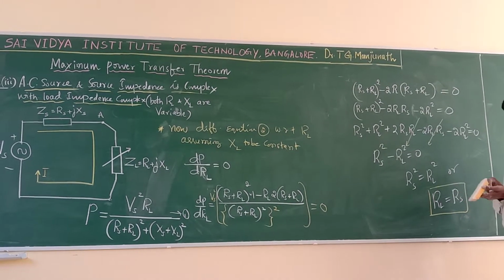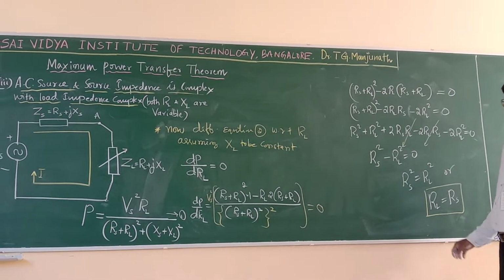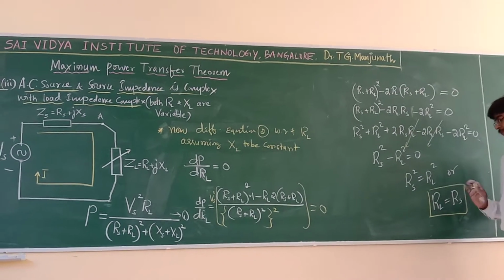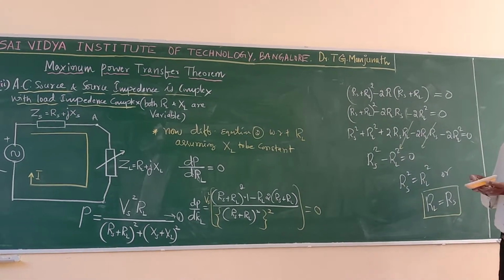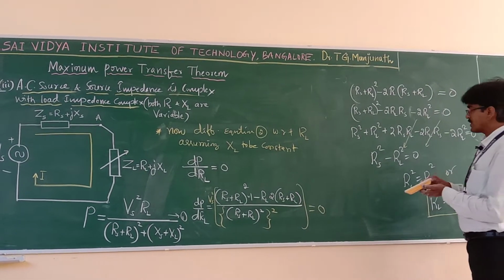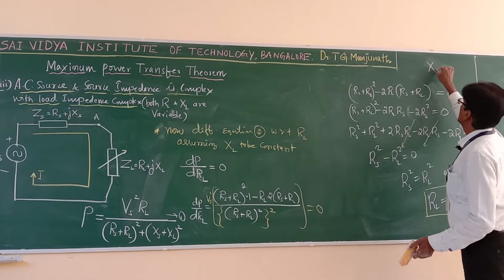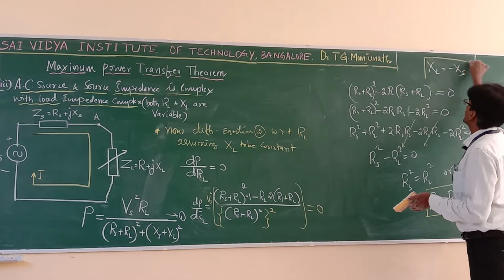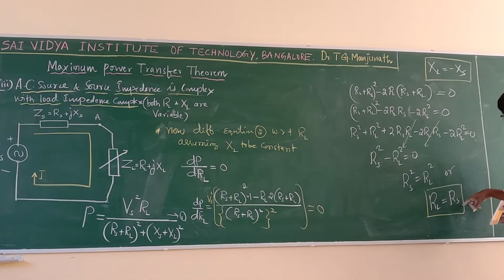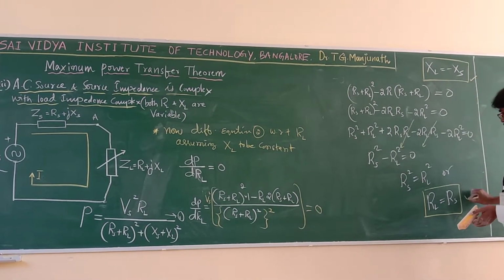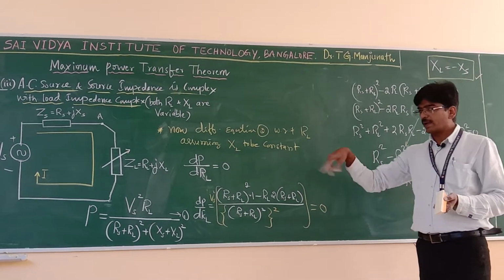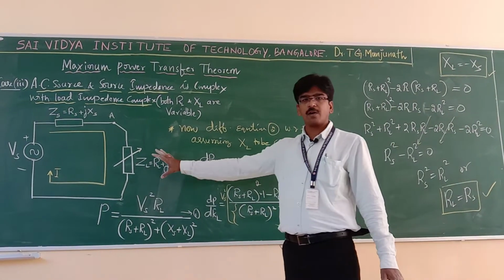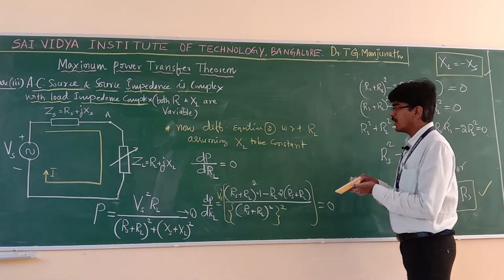Actually, we already derived this condition in the first case, just once again I did. That means now you are getting two conditions here. First condition you got XL equal to minus XS. This is one condition we got earlier. Now we are getting this condition. So both the conditions are used to get the final condition of maximum power transfer.